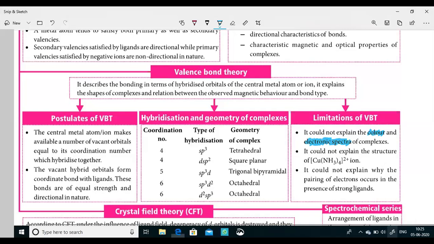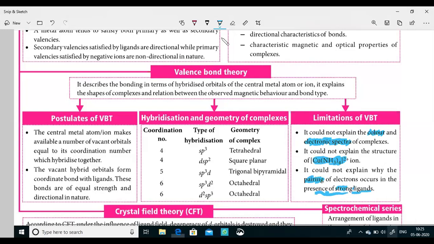Okay, so you know that pairing of electrons will take place. So when strong ligands are approaching the metal ion, the unpaired electrons are going to get paired up. So it doesn't explain why the pairing will take place. Pairing of electrons will take place in the presence of strong ligands. Okay, so these are the limitations or demerits of the valence bond theory.